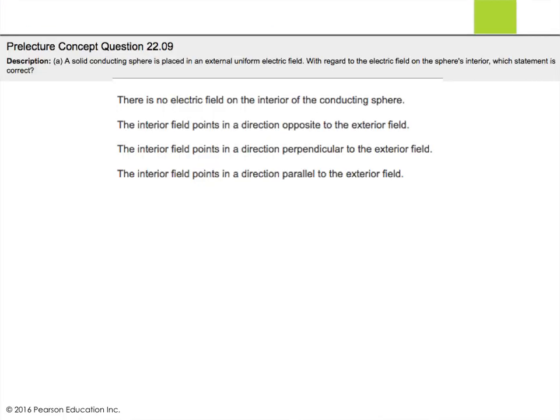Okay, so let's look at some examples. Okay, a solid conducting sphere is placed in a uniform electric field. With regard to the electric field on the sphere's interior, which statement is correct? Well, we don't make up rules or observations to just block them out, so there has to be no electric field on the interior of the conducting sphere.